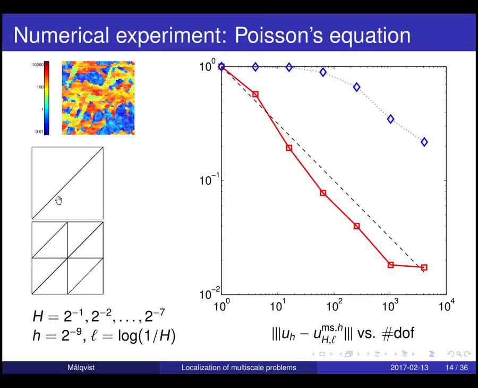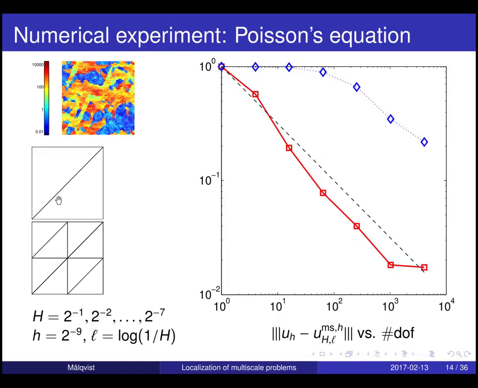So some numerical examples. So here we have data, it's a 2D example. It's actually very high contrast data, as you see here. We let the coarse mesh vary from a half to 2 to the minus 7, and the fine mesh is 2 to the minus 9. And this truncation parameter L is log 1 over H. And then we look at the convergence, and we can see the linear convergence even though it's high contrast. So the theory is pessimistic. It works better in numerics.